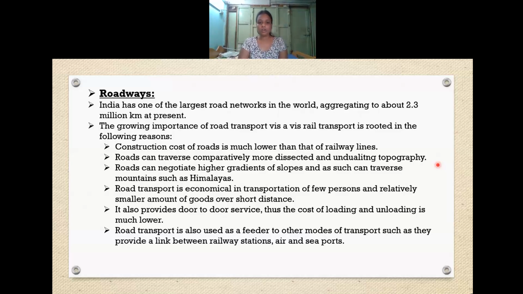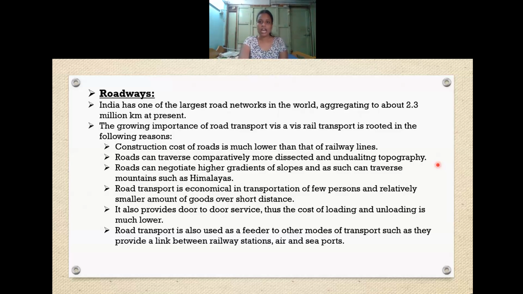Road transportation is also a feeder. Feeder means it is like a spirit for other modes of transportation. Road transportation provides a link to railway stations, airports and seaports. It is like a main line for the other modes of transportation. That is why in our country road transportation is growing in importance compared to railway transportation.